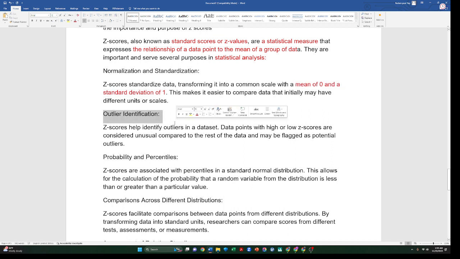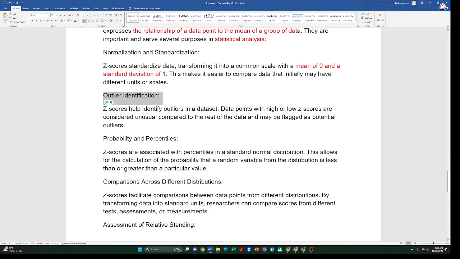The third is outlier identification. Z-scores help identify outliers in datasets. Data points with high or low z-scores are considered unusual compared to the rest of the data and may be flagged as potential outliers. Okay?